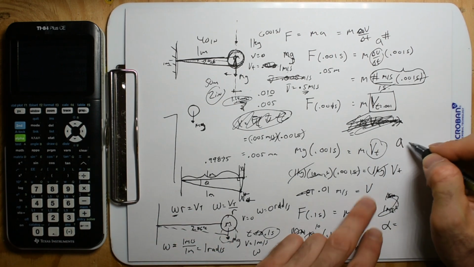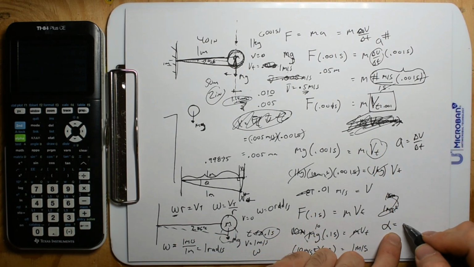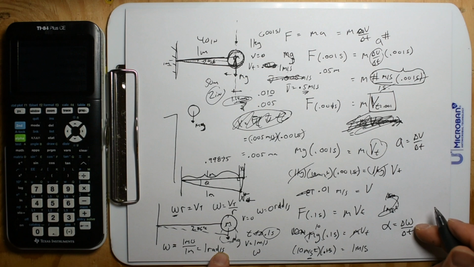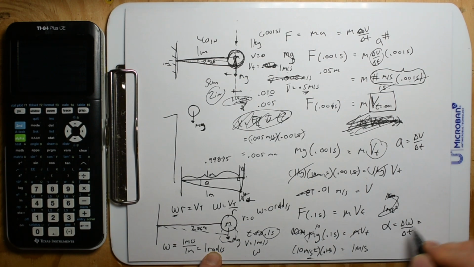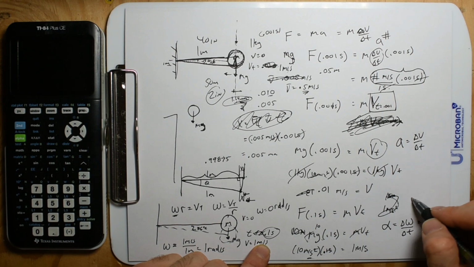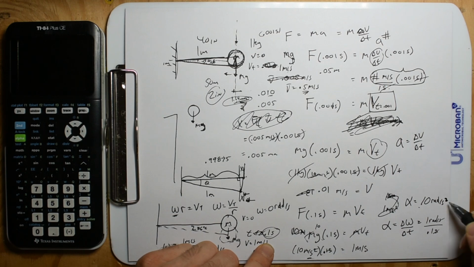Definitionally, it's the same thing as acceleration. Acceleration is change in velocity over change in time. So angular acceleration is change in angular velocity over change in time. We changed our angular velocity from 0 to 1 radian per second. But we did that in 1/10 of a second, so divided by 0.1 seconds. And now you see that our angular acceleration is 10 radians per second squared.